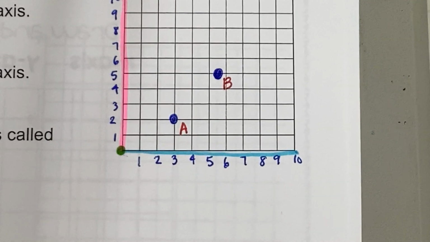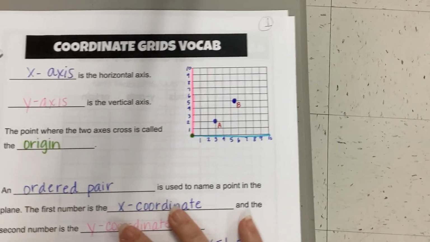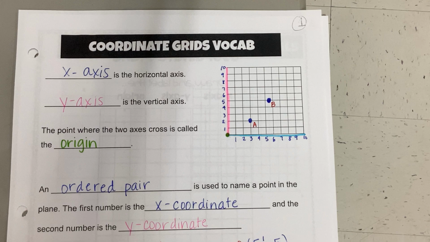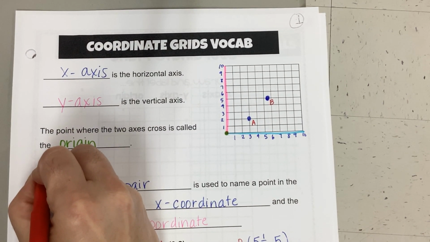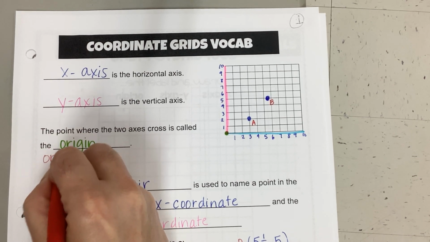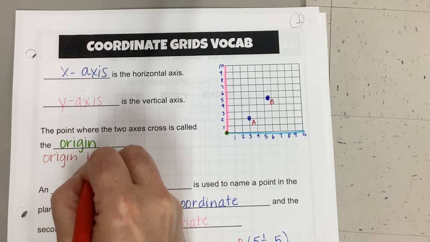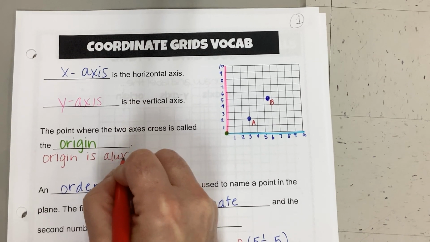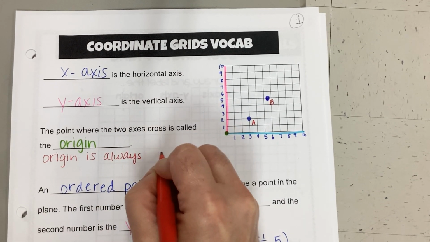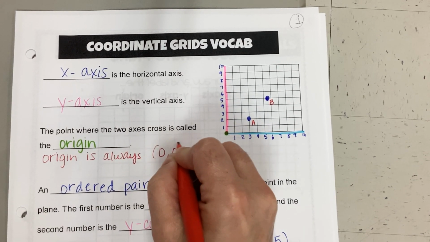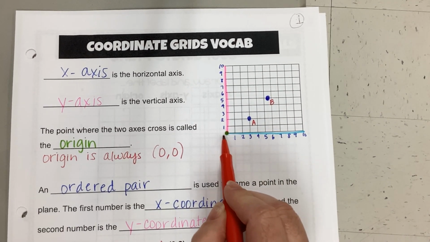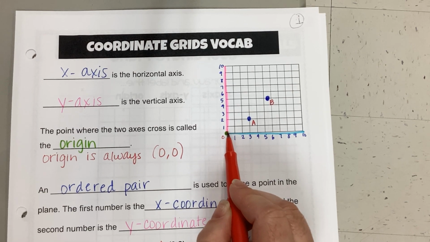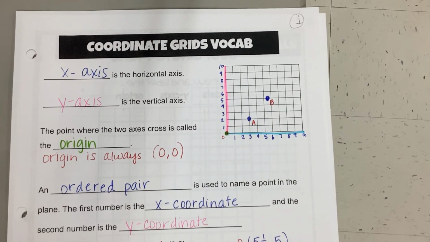One thing that's very important to remember is that the ordered pair of the origin, or the address of the origin, is always at 0, 0. Because you start here at 0, you go over 0, you go up 0. It's right there in the middle. That's the origin.